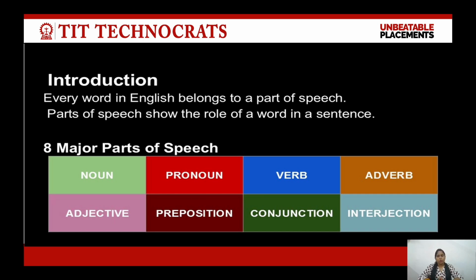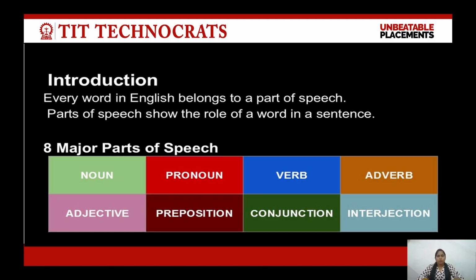So starting with the first part of speech, that is noun. What is a noun? This we have been learning since childhood. People say that noun is name, place, animal, thing. But actually, noun is to any person, to any place, to anything, or even to a feeling, we give it a name. When we give it a name, that will be a noun.